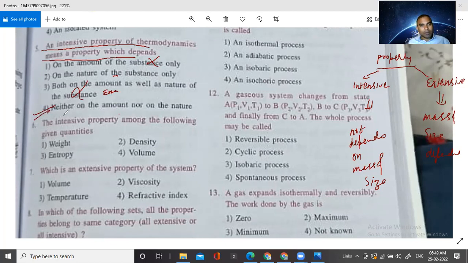It does not change depending on the amount, or the nature also, because we are dealing with the nature of the substance only. This is not the correct one. Intensive properties do not depend on mass. Mass means amount. Will you be able to understand this fourth one? Okay, now the next question.